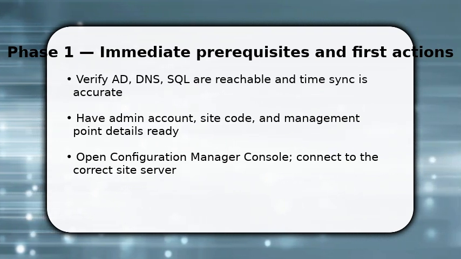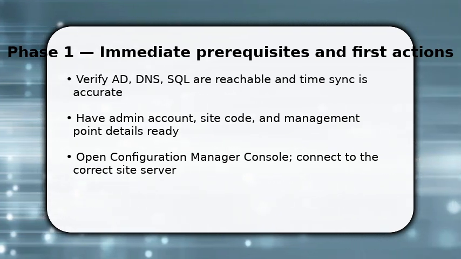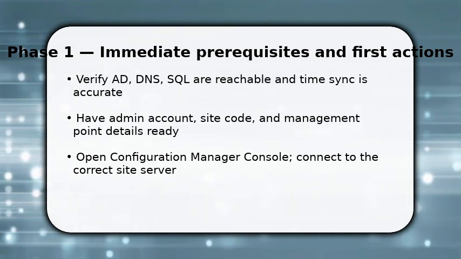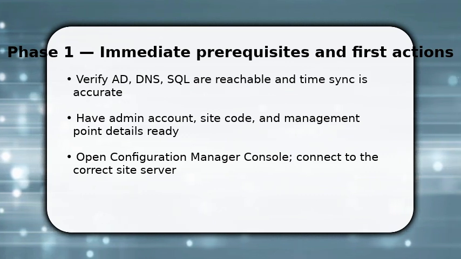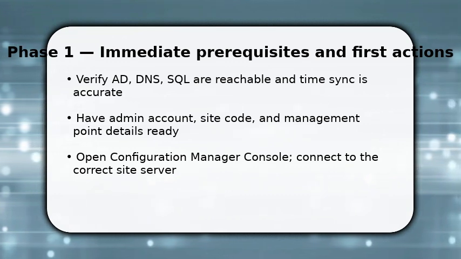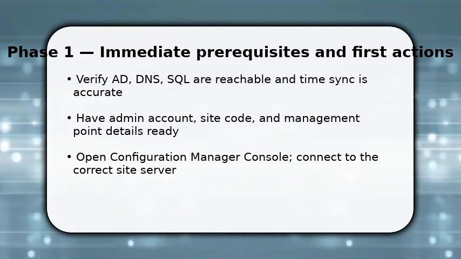Open the Configuration Manager console and connect to the target site server. This is where you perform collections, applications, and deployments. Make sure to note the site code and the primary management point, since you'll use those values for boundaries, discovery, and client settings as you proceed.